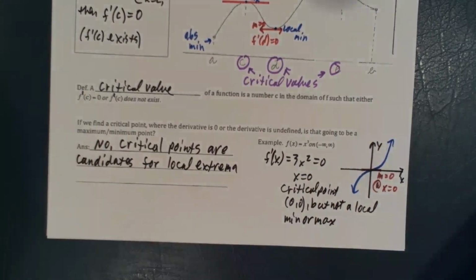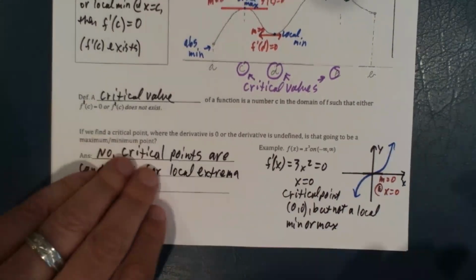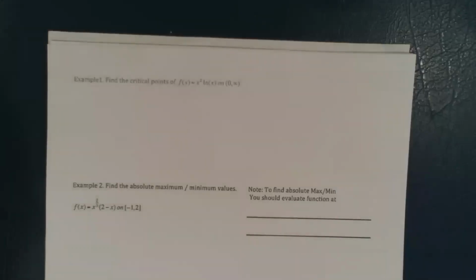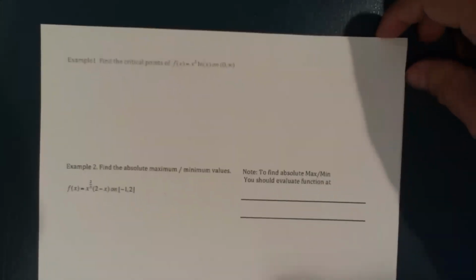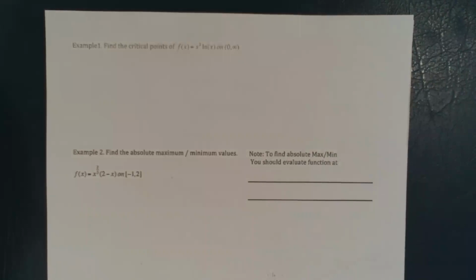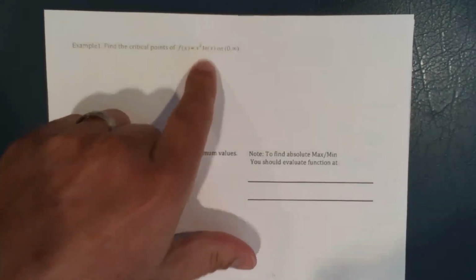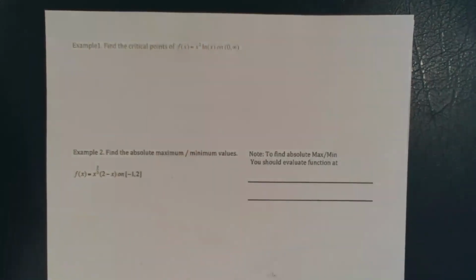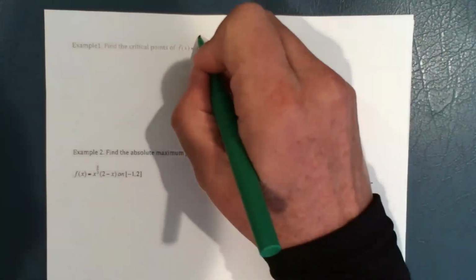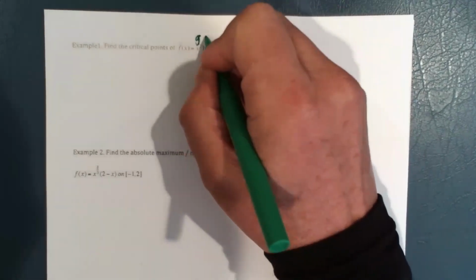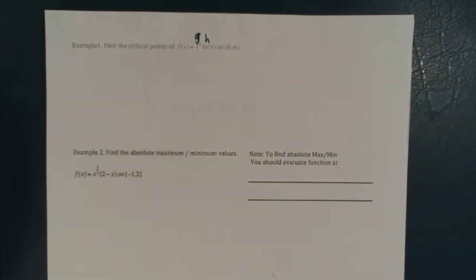All right, we are on to the next page. Find the critical points of f of x equals x squared times the natural log of x on 0 to infinity. Now you'll note in this case that we're not including 0 because we can't take the natural log of 0. We can only use positive values for that. So we're going to have to use chain rule here. Pardon me, not chain rule. We're going to have to use product rule. And to be clear, the x squared is my f. Well, I guess it'd be g and h because we already have f of x. And so here we go.